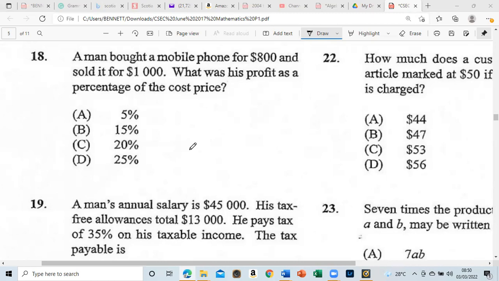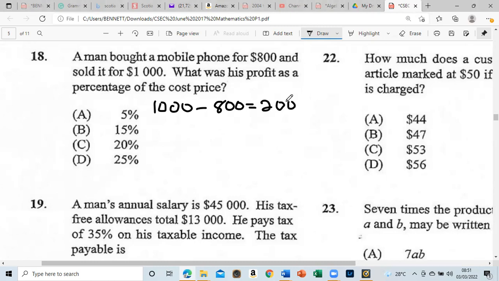All right, so let's look at it now. A man bought something for a cost price of $800 and sold it for $1,000. So let's look at the difference. The difference would be the profit, right? So the selling price minus the $800. So he makes $200 profit on $800, right?